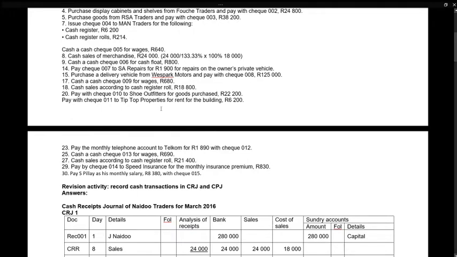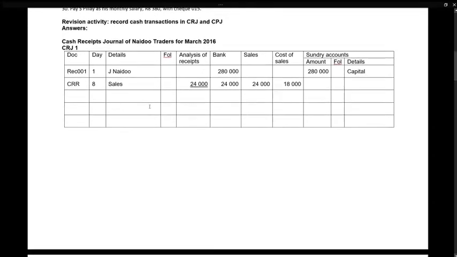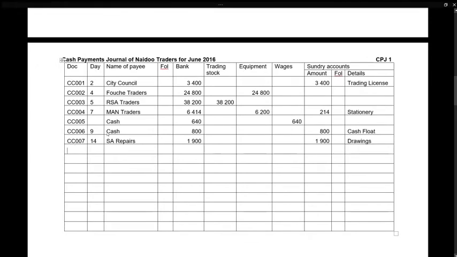Next transaction took place on the 15th. Purchase a delivery vehicle from West Park Motors and pay with check 008, 125,000 Rand. Right, so check counterfoil 008. This took place on the 15th. Who did we pay this money to? West Park Motors. An amount of 125,000 Rand, and this was for vehicles.